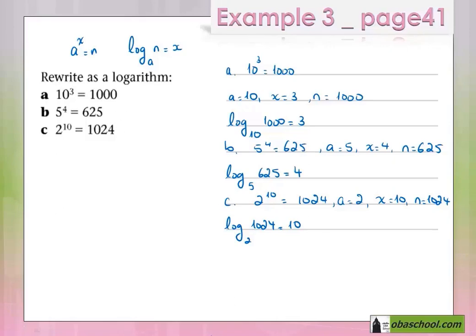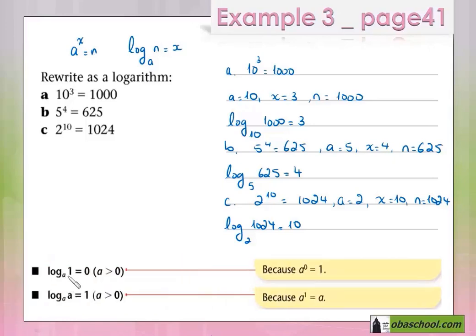And so a basic conclusion is the logarithm of 1 with base a is equal to 0 when a is greater than 0, and that is because a to the power 0 is 1. And also the logarithm of a with base a is equal to 1 when a is greater than 0, since a to the power 1 is equal to a.